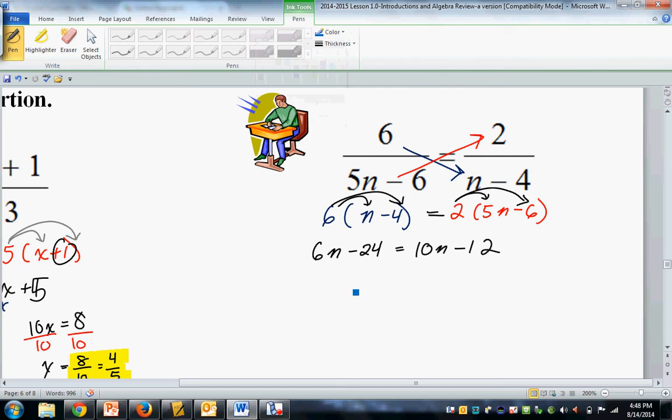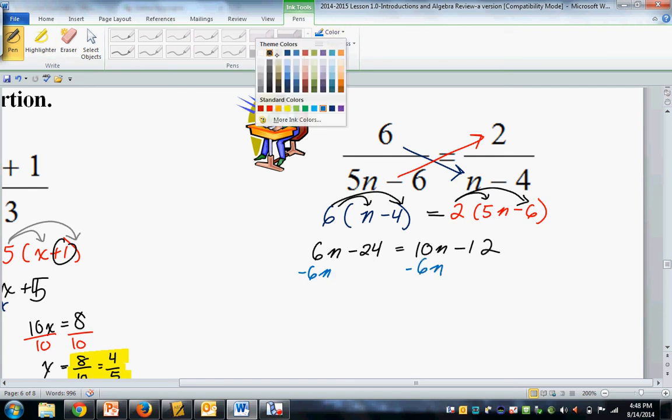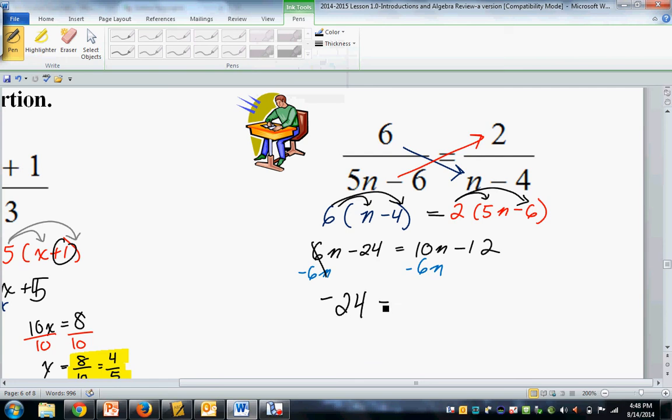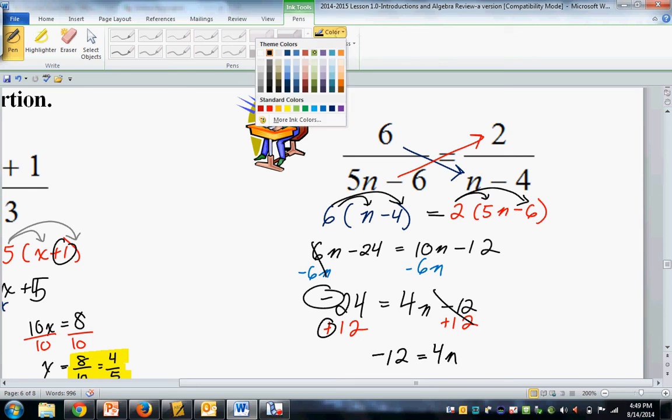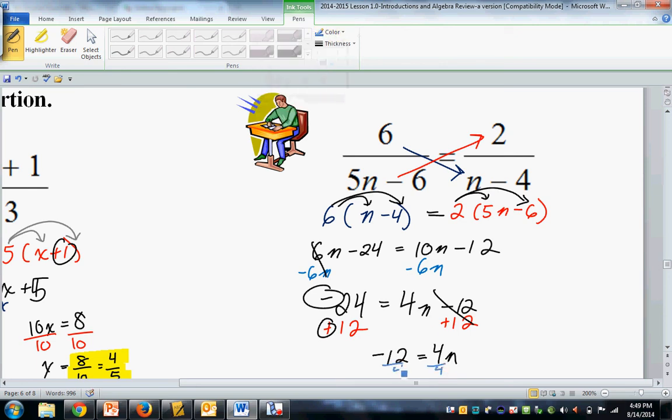Now you're going to isolate your variables on one side and your numbers on another. So I'm going to go minus 6n, and we should have here now, that cancels, negative 24 equals 4n minus 12. Now I'm going to go ahead and do plus 12 plus 12. That's negative 24 plus 12. That only gets me to negative 12. And this is 4n, so we divide by 4. And we end up with n equals negative 3.